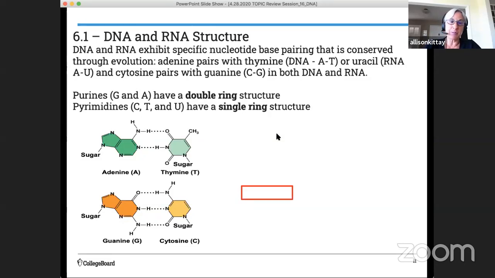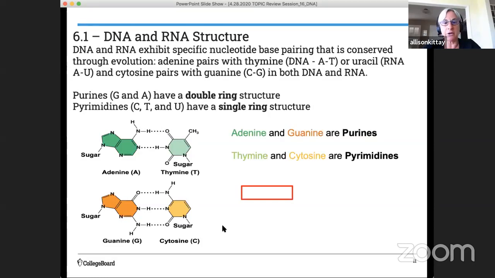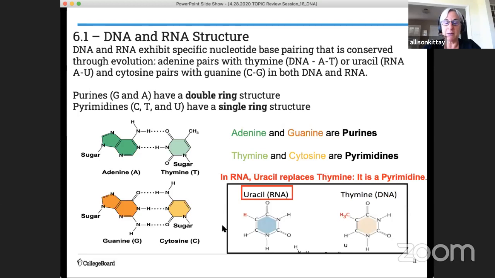And again, there's a special name for guanine and adenine because they have a double ringed nitrogenous structure, and they're called purines. And cytosine, thymine, and uracil in RNA have a single ring structure, and they are called pyrimidines. Okay, and that's important to understand that a purine and a pyrimidine are always going to be pairing up. Okay, so adenine and guanine are the purines, thymine and cytosine are the pyrimidines in DNA, and then in RNA, uracil replaces thymine. So uracil is also a pyrimidine.